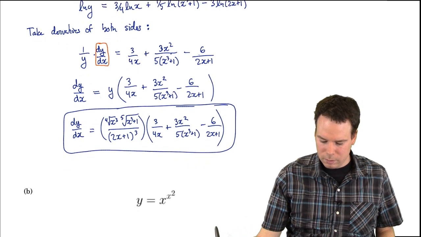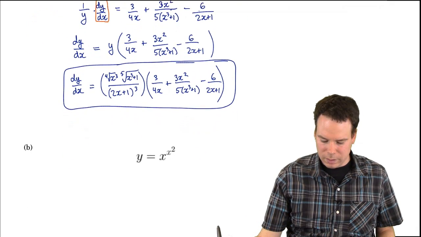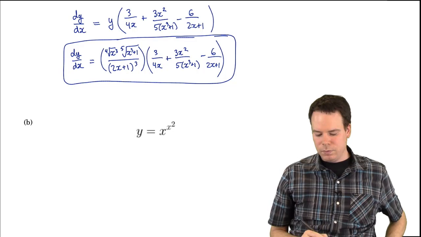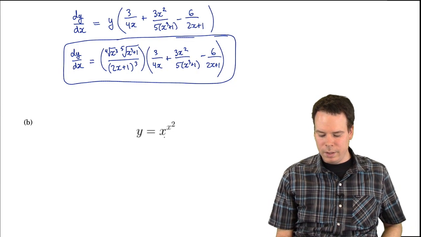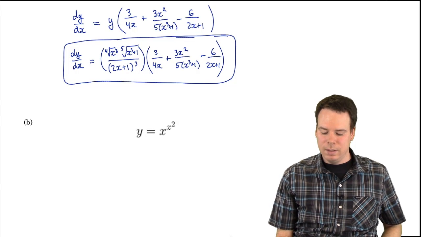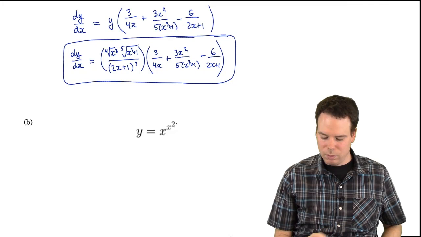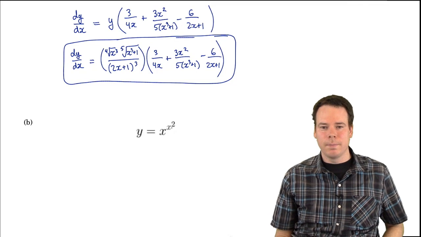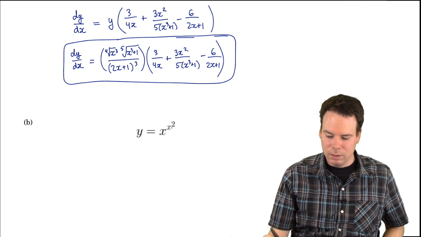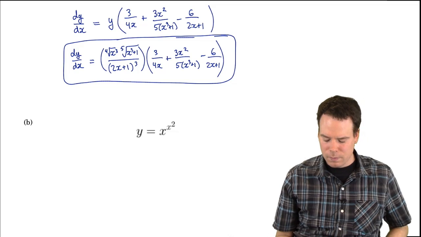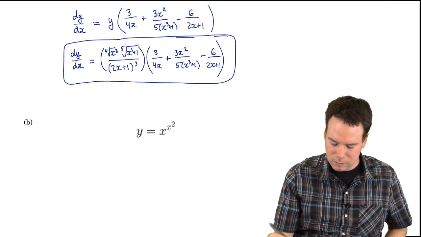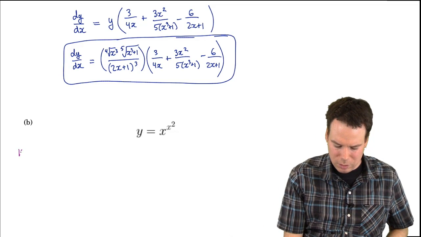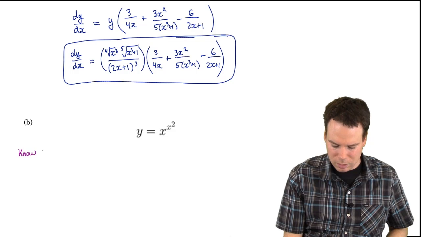Okay. Now let's look at another example. Let's find the derivative of y equals x to the x squared. So x to the x squared. What's the derivative of that? Well, this is kind of interesting. What do we know? I mean, let's just take stock of what we know already.